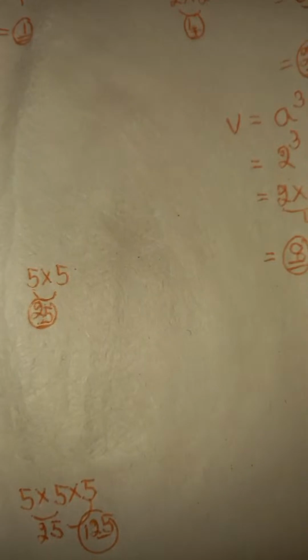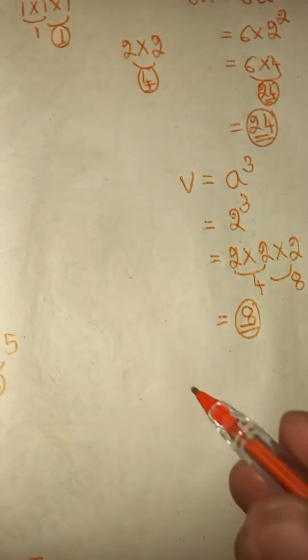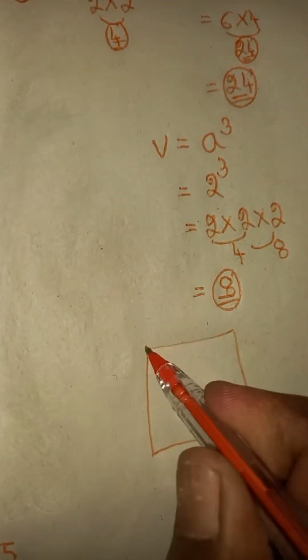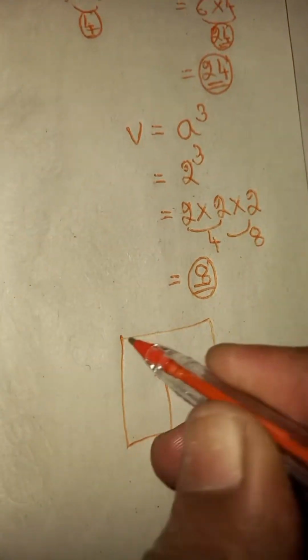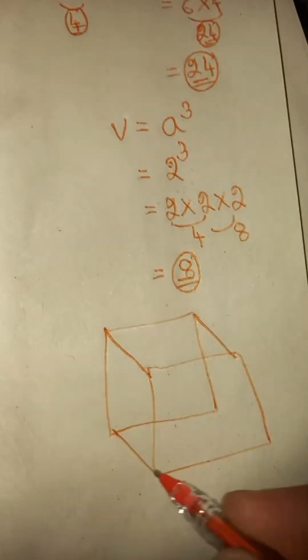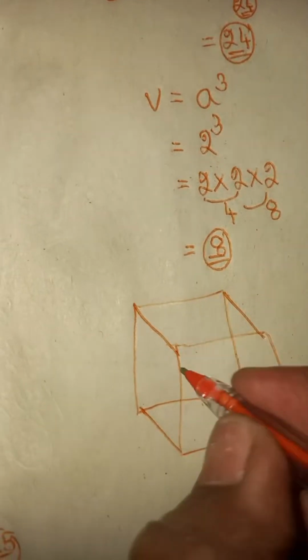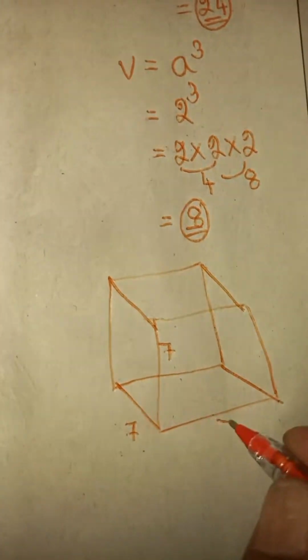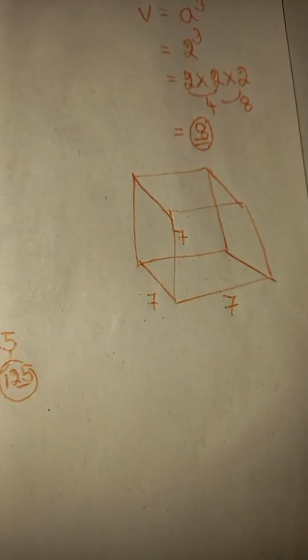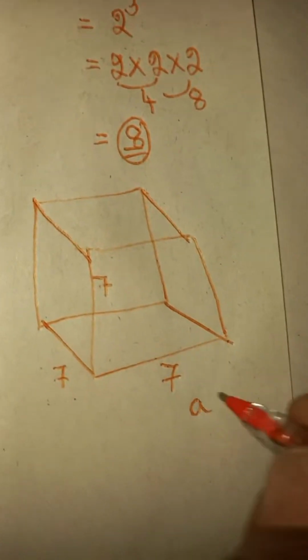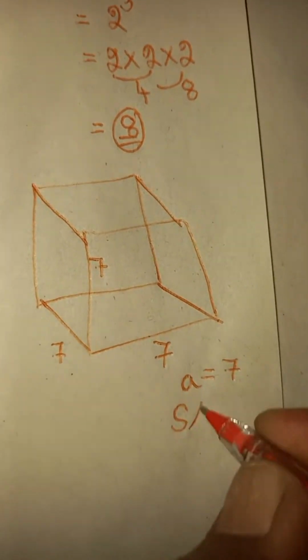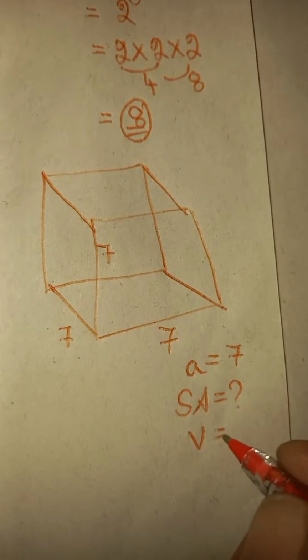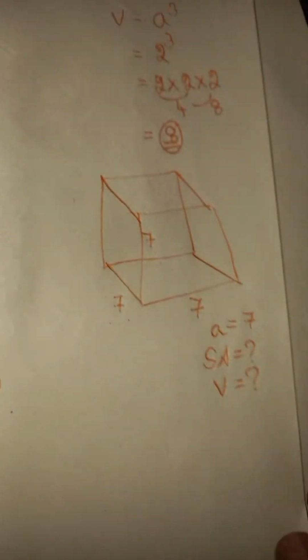Now let's take another cube. In this cube they are giving it like this, that all edges are equal to 7 units. When all edges are equal to 7 units, here also you need to find the surface area and the volume of the cube. Here you can do it easily.